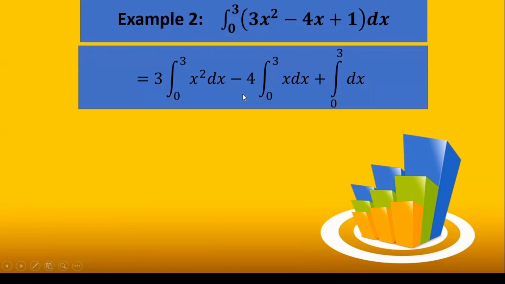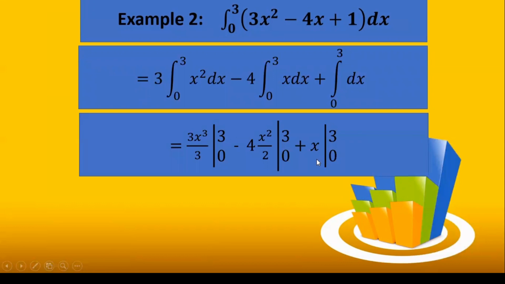So again, you are going to apply formula 2, distribute the integral for the subtraction and addition of integrals. If you have a constant, apply property or formula 1, transfer the constant outside. So we have 3 times the integral of x squared with respect to x from 0 to 3, minus 4 times the integral of x dx from 0 to 3, plus the integral of 1 with respect to x from 0 to 3.